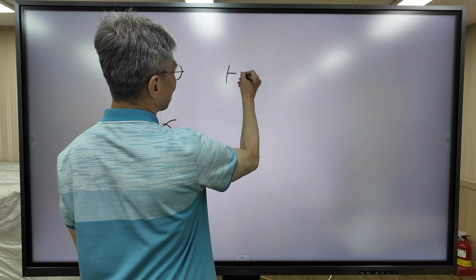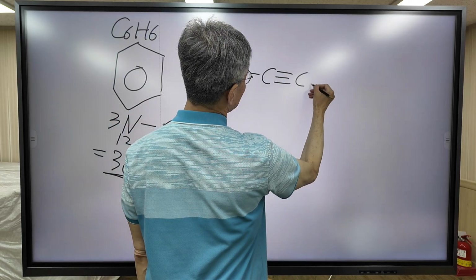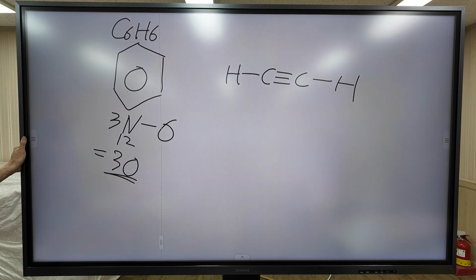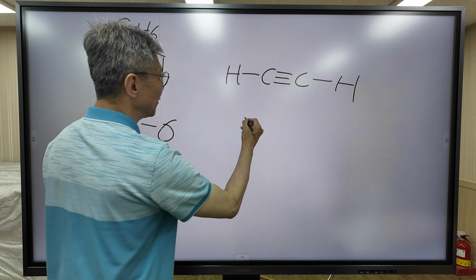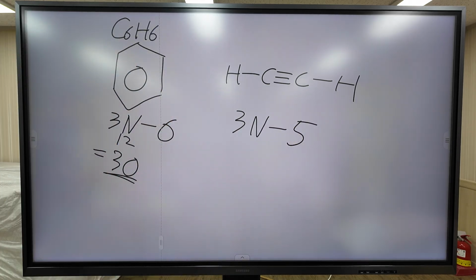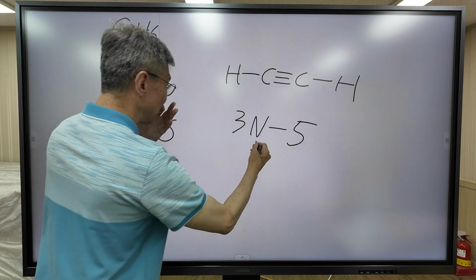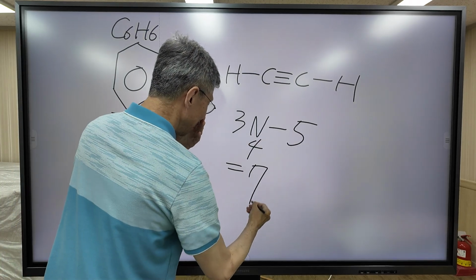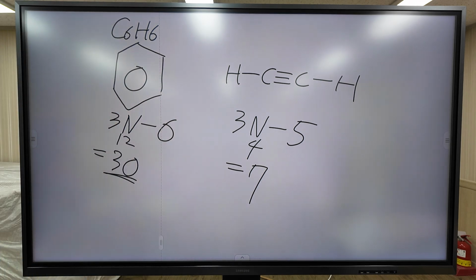Now, this molecule is called acetylene. How many vibrational modes does this molecule have? This molecule is linear, right? Then what formula do you use? For a linear molecule, we are going to use 3n minus 5, right? The number of atoms is 4. So we have a total of 7 vibrational modes. This is our final conclusion.